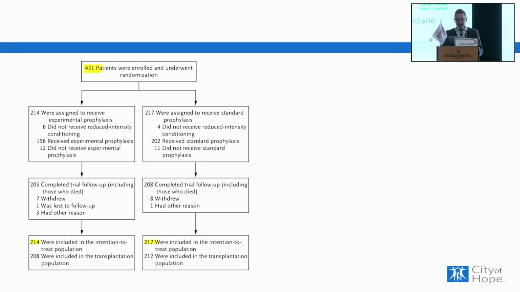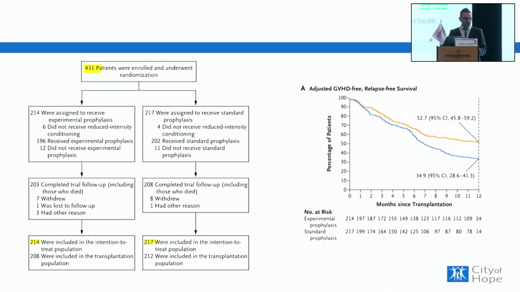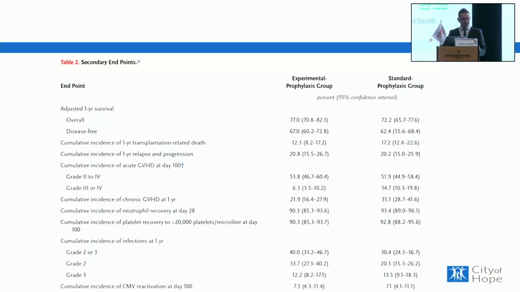In the study, 430 patients were randomized blindly to either tacrolimus and methotrexate, or post-transplant cyclophosphamide, tacrolimus, and MMF. The primary endpoint, as shown here on the curve, is GRFS, graft-versus-host disease-free, relapse-free survival. And as you can see, there is significant improvement with the post-transplant cyclophosphamide group. This is considered a new standard of care, at least in the United States now, in patients undergoing reduced intensity conditioning and peripheral blood stem cell transplant from a matched donor.